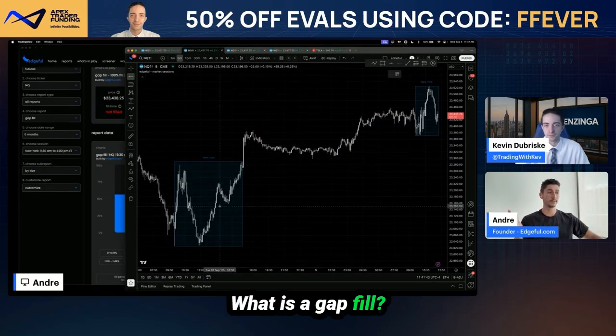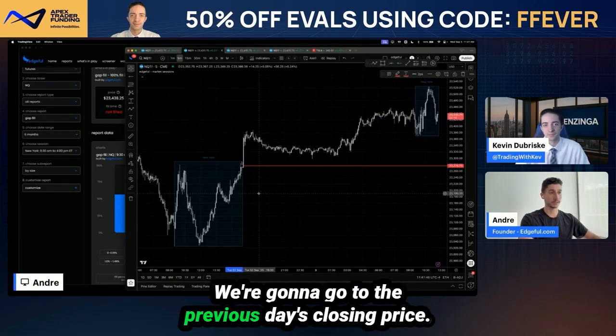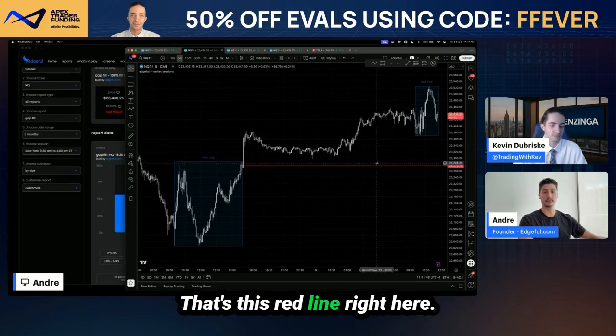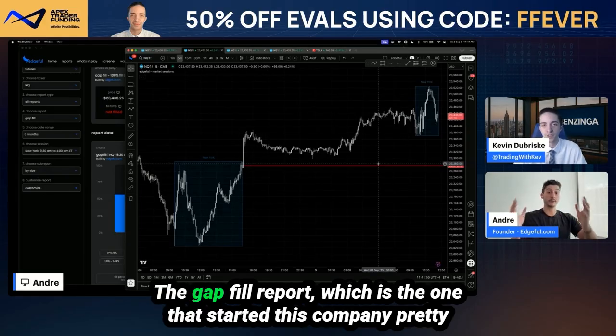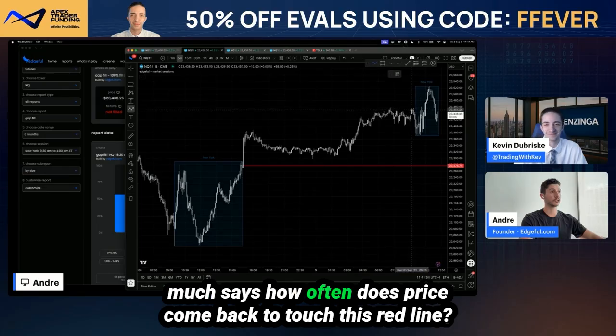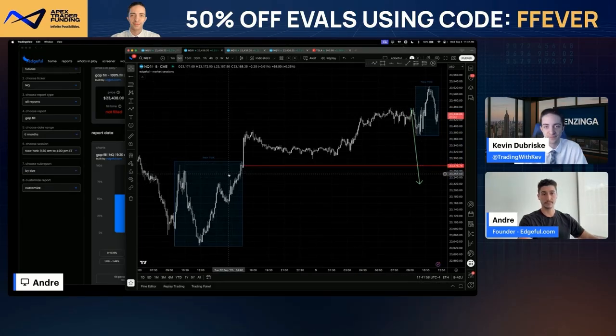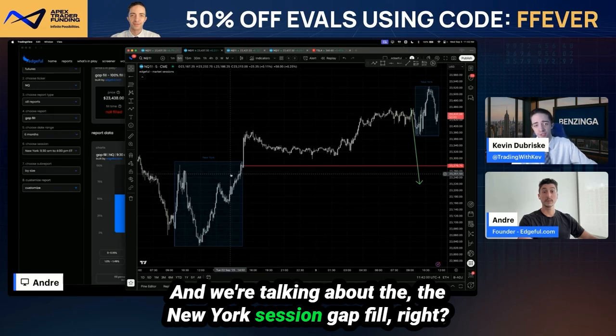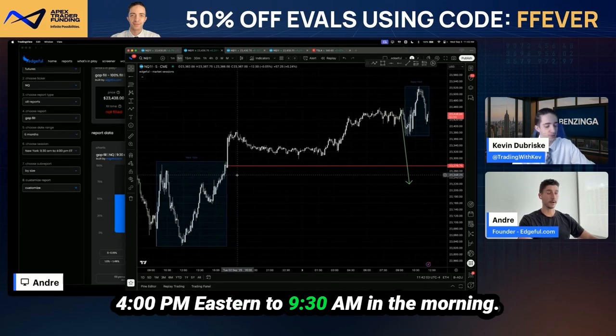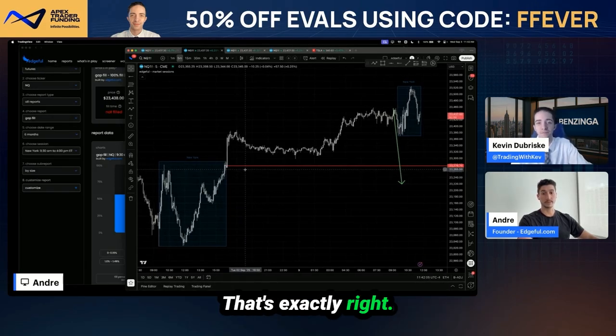What is a gap fill? We're going to go to the previous day's closing price. That's this red line right here. The gap fill report, which is the one that started this company, pretty much says how often does price come back to touch this red line. And we're talking about the New York session gap fill, right? 4 p.m. Eastern to 9:30 a.m. in the morning. That's exactly right.